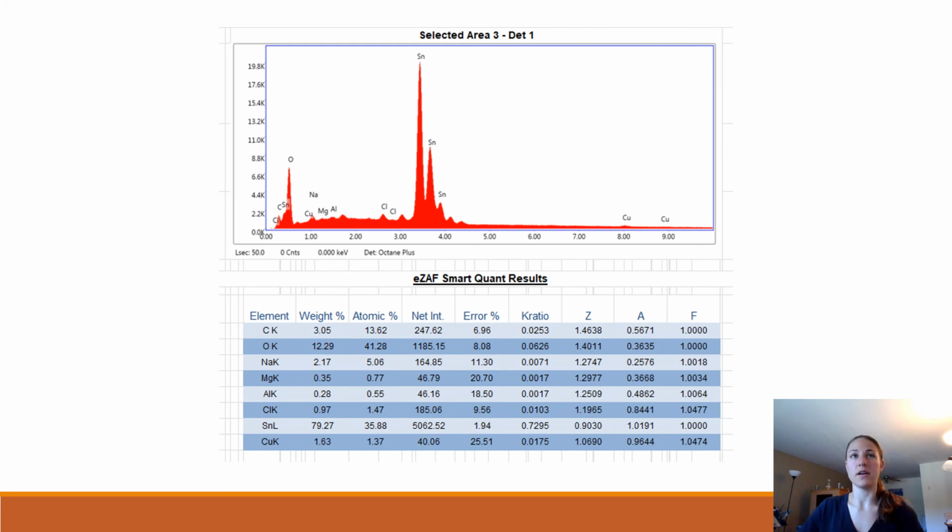And then our selected area 3, this is the spot where we weren't sure if it was a corrosion pit or just kind of a weird spot. And there's a little bit of copper there, but again, our selected area 2 is really our failure mode there.